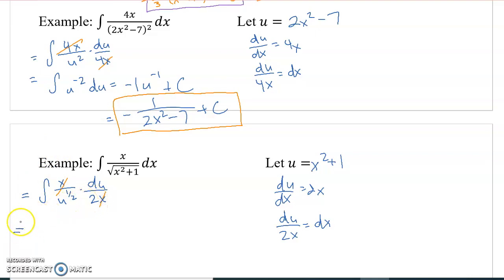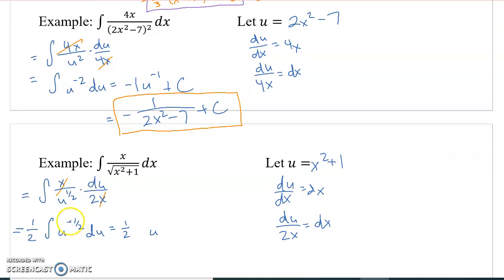So this 2 in the denominator is a constant that I can just factor out. So I've factored that out. The 1 over u to the 1/2 can be rewritten like this, and then the du is essential there as well. And then this is a very routine problem. We'll just take that u raised to the negative 1/2.